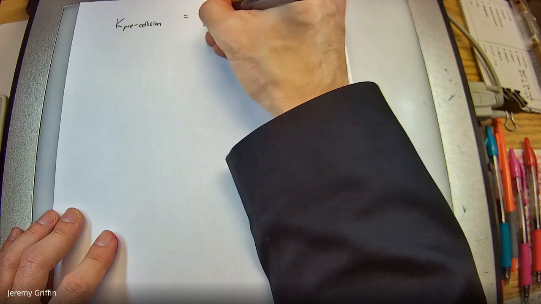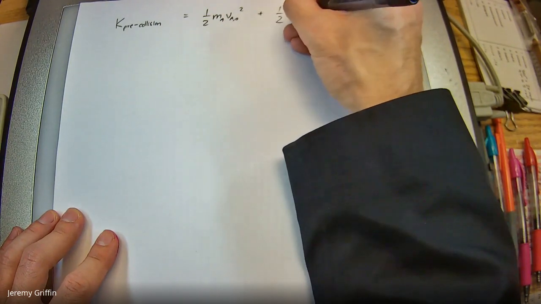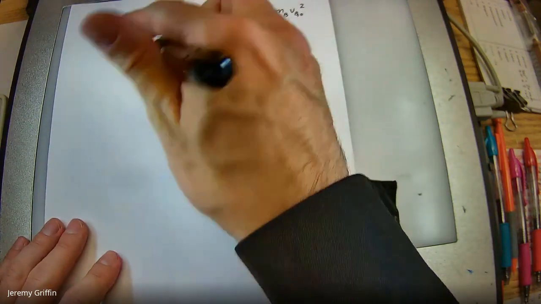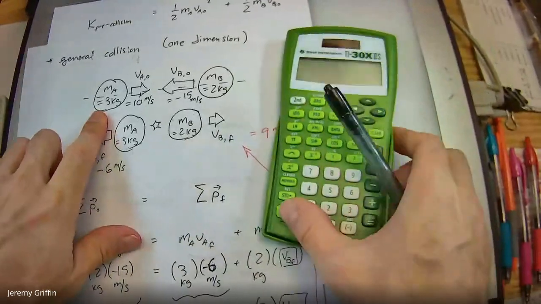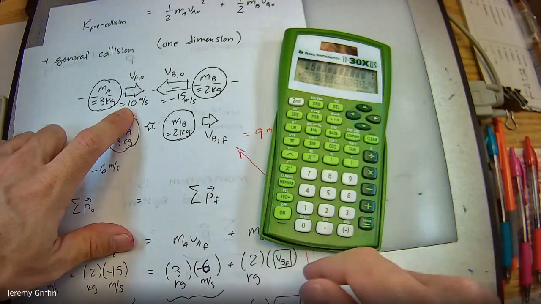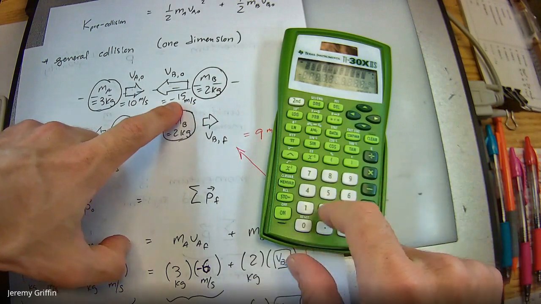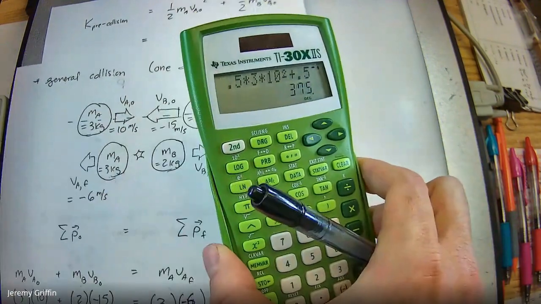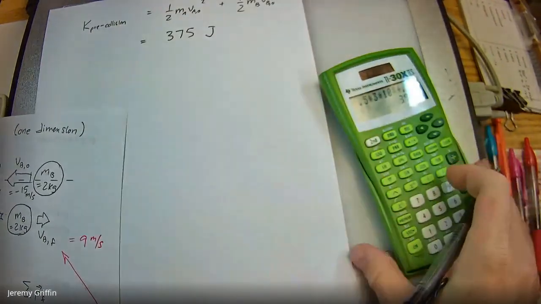That was your 1/2 mv initial squared, for each bit. So 1/2 mv squared for each bit. Okay. Here, I'll just do this on my calculator screen. So take a look at this initial setup. 1/2 times 3 kilograms times 10 meters per second squared, so that many joules, plus 1/2 times 2 kilograms times negative 15 squared. The negative just goes away. I'm looking at 375 joules. 375 joules of kinetic energy going around in the system.